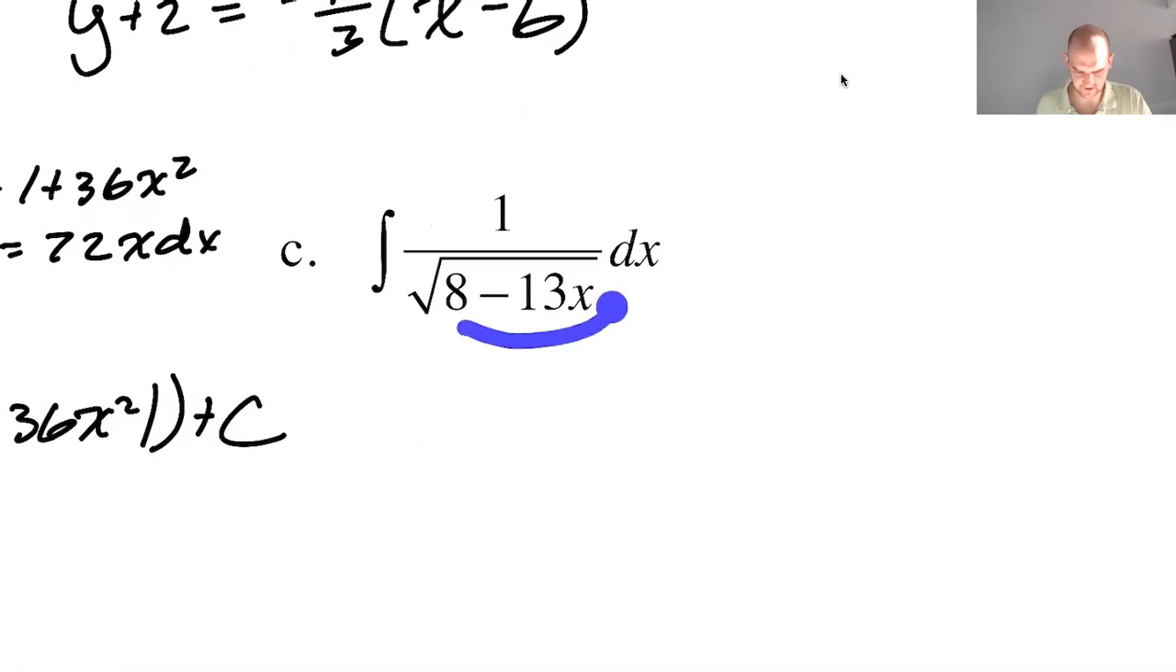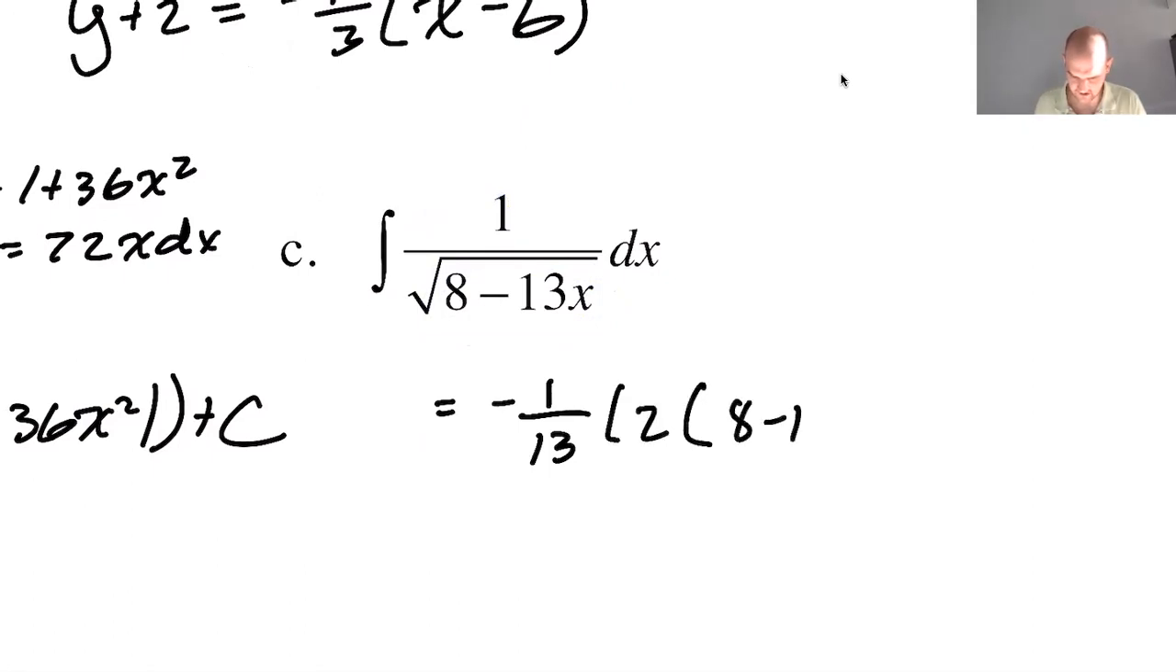I look at this and I'm like, all right, that's definitely u. So if that's u, there should have been a negative 13 up here, but there's not. So I'm going to balance it with negative 1 over 13. And then it's u to the negative 1/2. So plus 1 is to the positive 1/2, times 2. So it's 2 times (8 minus 13x) to the 1/2 plus c.